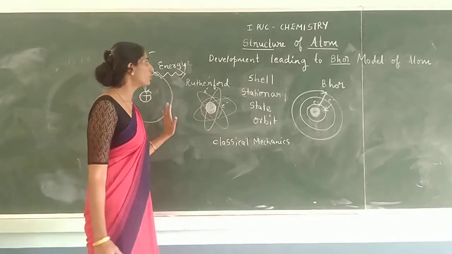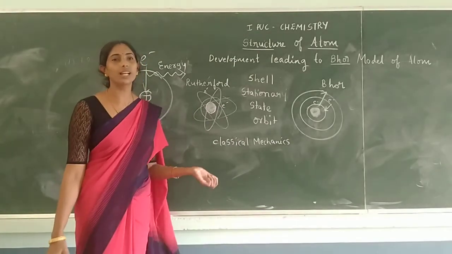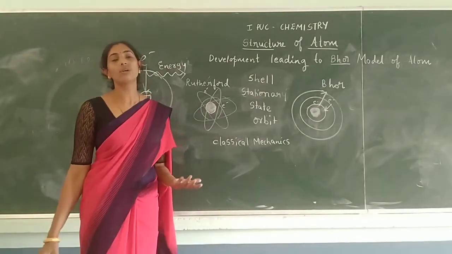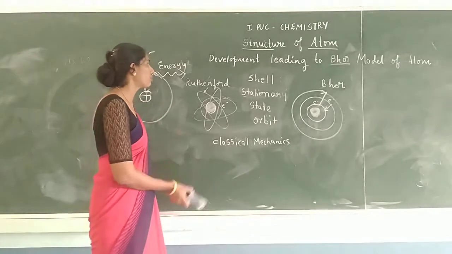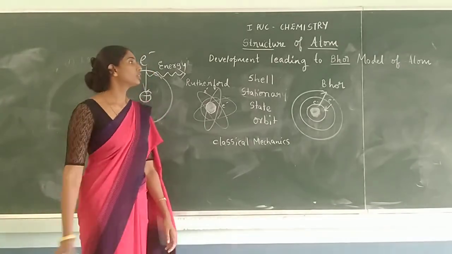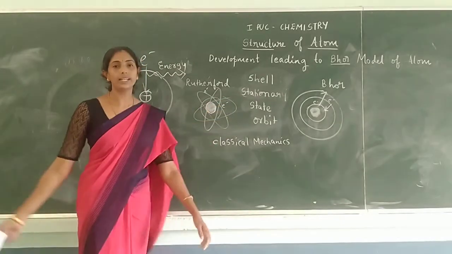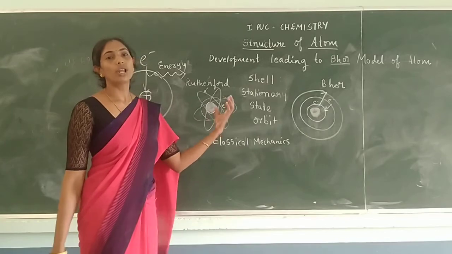But if you consider the Rutherford model, what happens? The energy of the electron is reduced, and it doesn't give any information about the radius of the electron. Also, the distribution of electrons is not explained. So Bohr formulated a model, and he proposed the Bohr model of the atom.